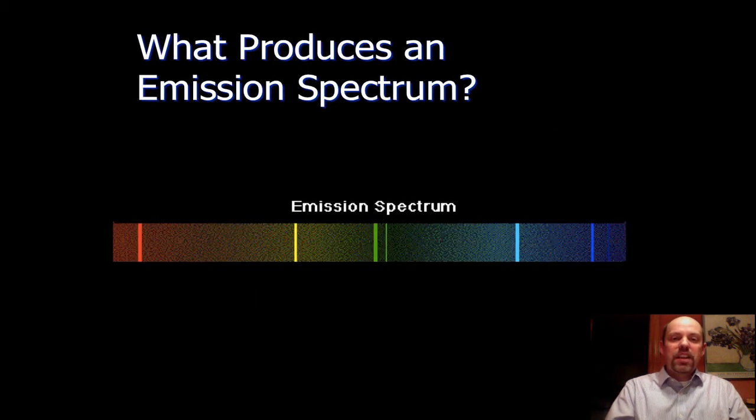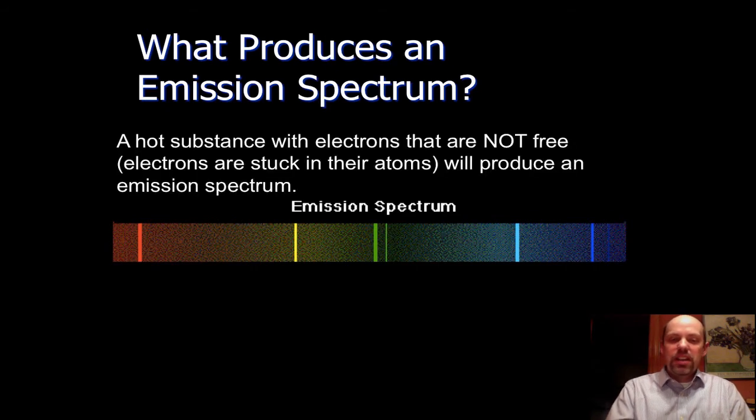And here we go. The second spectrum we're talking about is called an emission spectrum. An emission spectrum is created by a hot substance that has electrons that are not free to move around. They can move, but only in specific ways. The electrons are stuck inside their atoms, and electrons in atoms can jump energy levels, but they can only move in very restricted ways. So for example, let's say I'm dealing with hydrogen, because I think this pattern might be hydrogen. Electrons in a hydrogen atom can do very specific jumps, and those jumps allow the electrons to make only these colors.